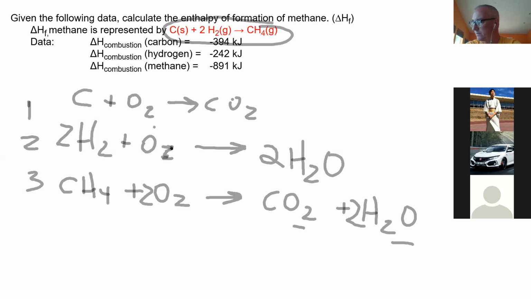And what about number 3? We need to switch the sides. Why do we need to switch it? Because we need to get the methane from the reactant side to the product side. Right, so we need to switch that last one. Let's switch it around.